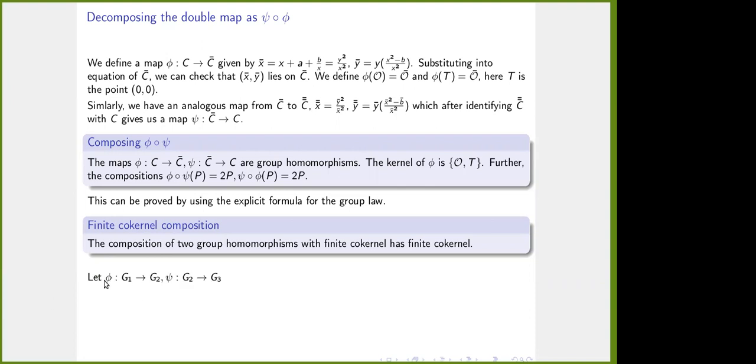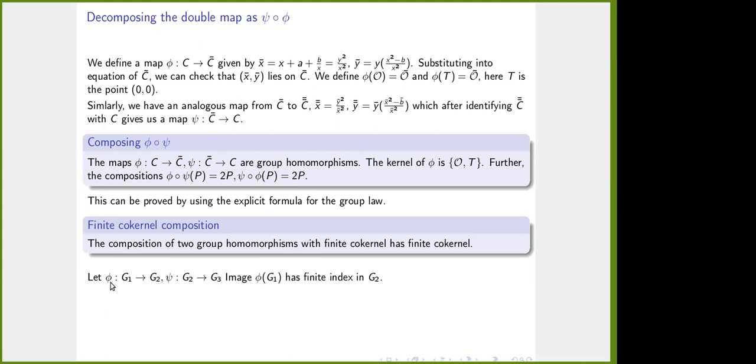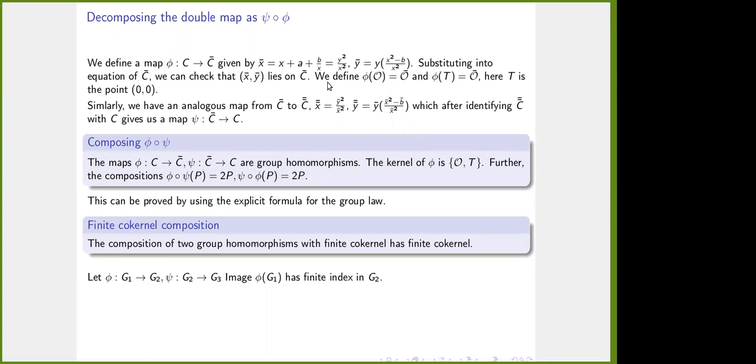Let's assume these are two maps. What is the kernel of the psi map? So psi is exactly the same, it's basically the same calculation. So again, the kernel of psi will be infinity and the origin. Yeah, because psi is defined exactly the same way, except that you're just applying bars to everything.